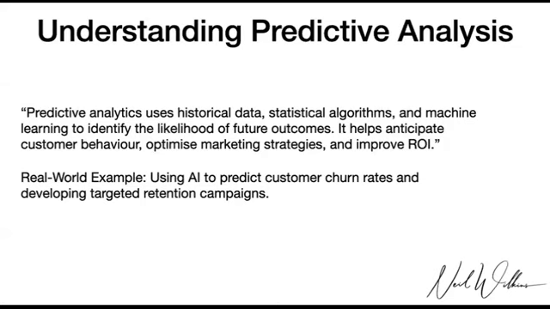So a real-world example would be using AI to predict customer churn rates and then potentially developing targeted retention campaigns to keep the right, most profitable, most useful, and most valuable customers retained within your business and within your customer relationship management system. So a simple example there, using predictive analysis, and then evaluating the things that you can do based on past performance and based on past behaviors from those customers. So in a very simple sense, that's really what we're talking about here.